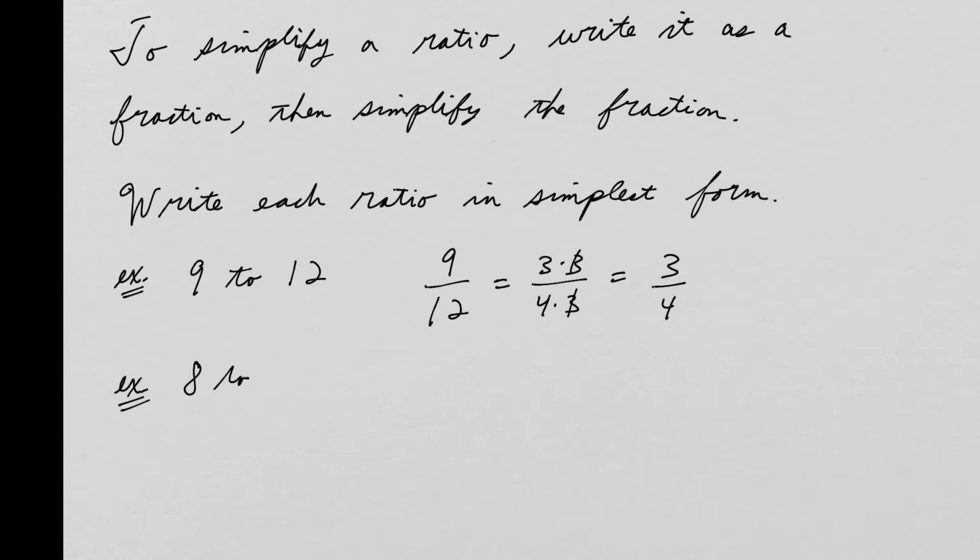If I have the ratio 8:10, well, I can write it as a fraction. And then if I simplify this, we know 2 goes into 8 4 times, 2 goes into 10 5 times. So it simplifies to 4/5.